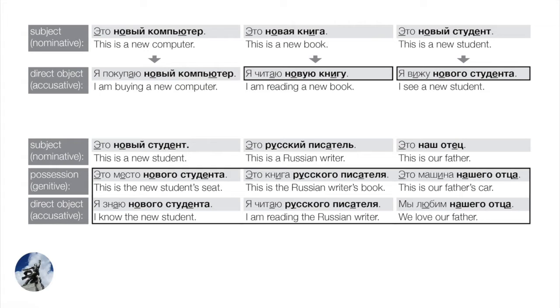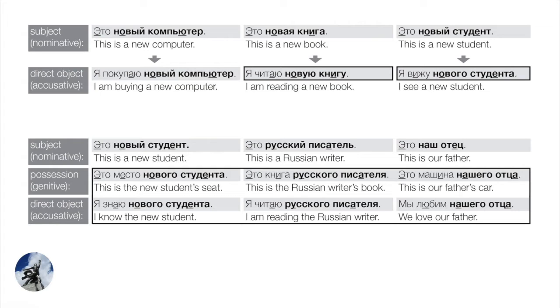In the accusative, as a direct object, it's going to look exactly like the genitive forms we learned several days ago. Я вижу нового студента. Right here, this direct object is answering the question, whom do you see? Whom do you see? I see a new student. Okay, so let's review a bit.